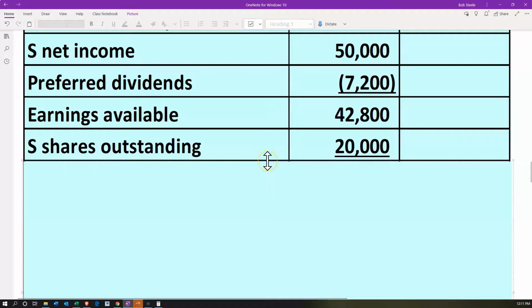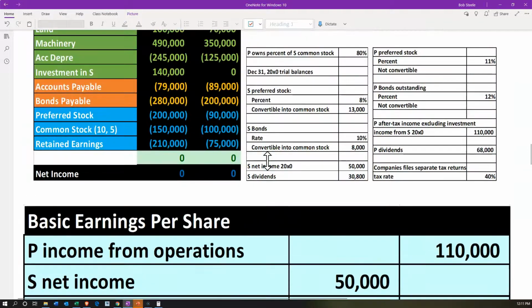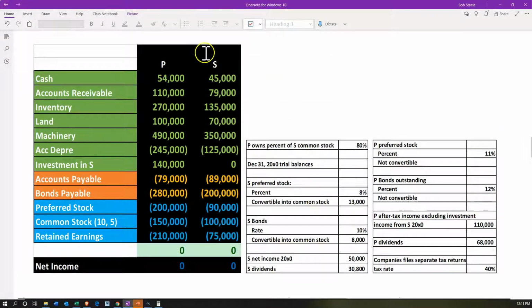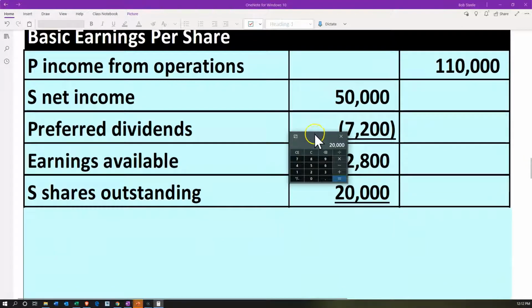Then we have the S shares outstanding. So how many shares does S have outstanding? We can see here that S is going to be on the right side. We have the 100,000 for the common stock, and we see that they're $5 par value. So 100,000 divided by 5 is going to be the 20,000. So 20,000 there. All right.